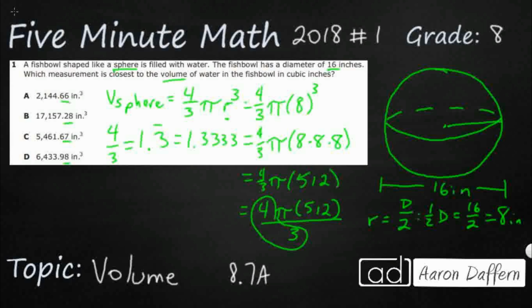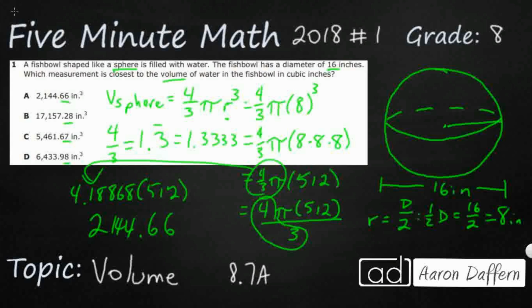And that's going to be 4.18868 is what I have. Let's multiply that by our 512. So this is 4/3 times pi is going to equal that right there, and multiply by our 512, and you're going to get 2144.66, and our answer here is A.